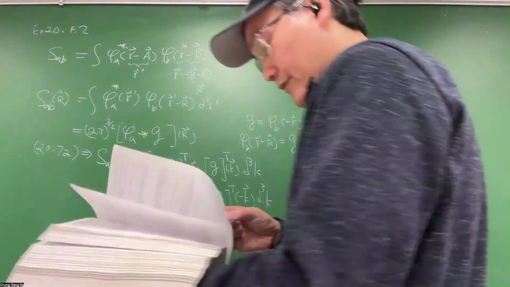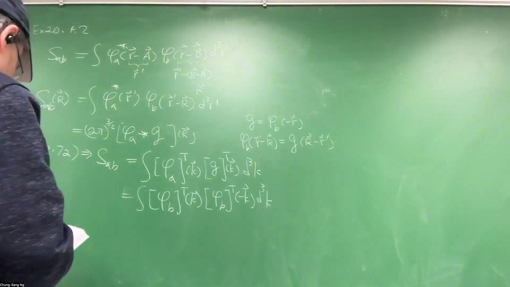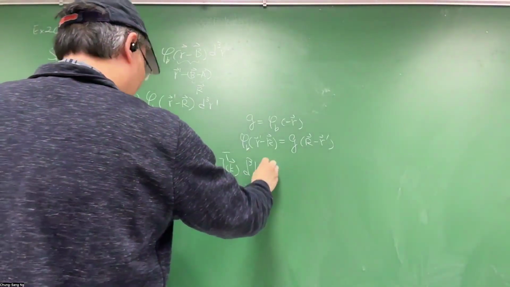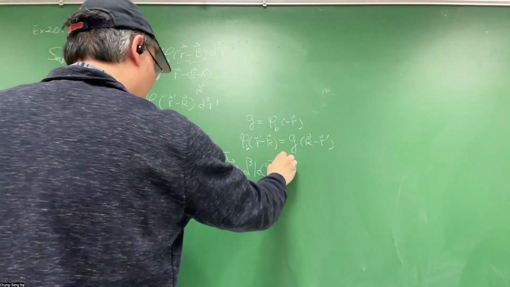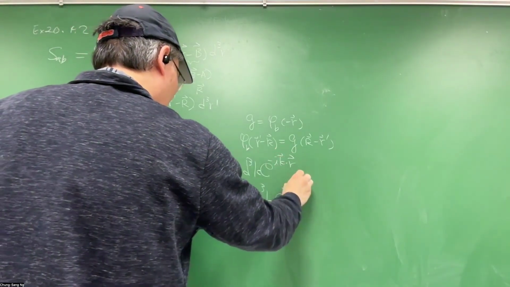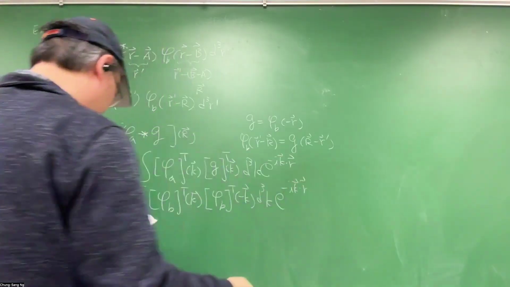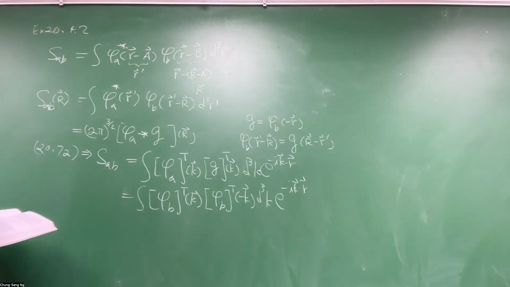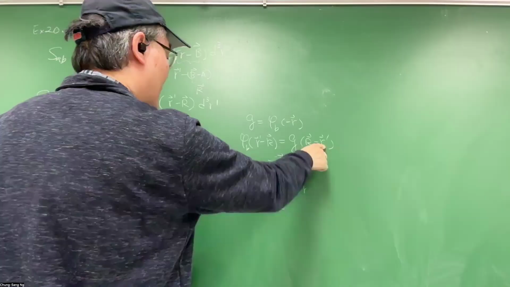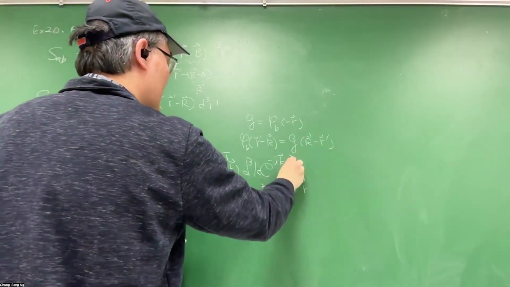Yeah, I missed that. I missed a factor in the formula. Formula 20.70 has an e to the minus ik on the right hand side as a factor. And for us, R is capital R. This is okay.